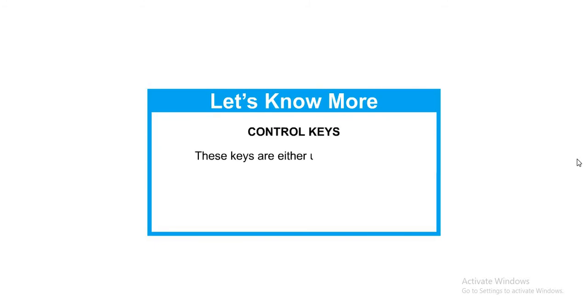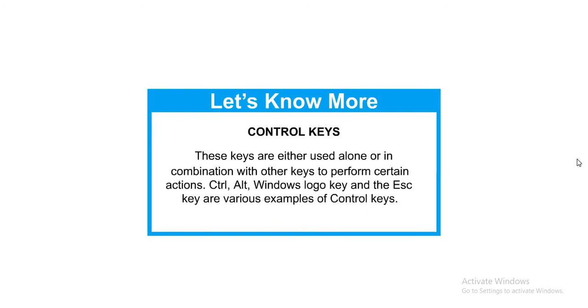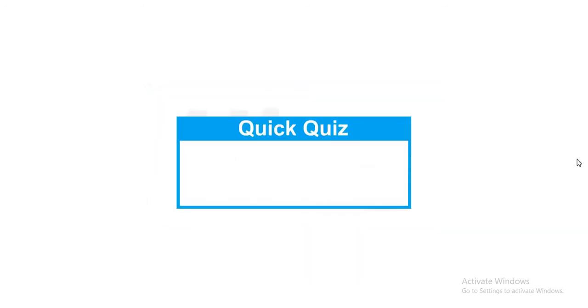These keys are either used alone or in combination with other keys to perform certain actions. Control, Alt, Windows logo key and the Escape key are various examples of control keys. Let us have a quick quiz now. Name the keys which appear twice on the keyboard.